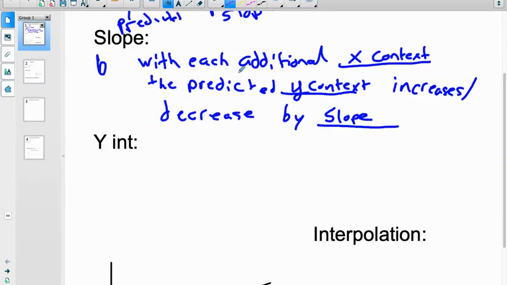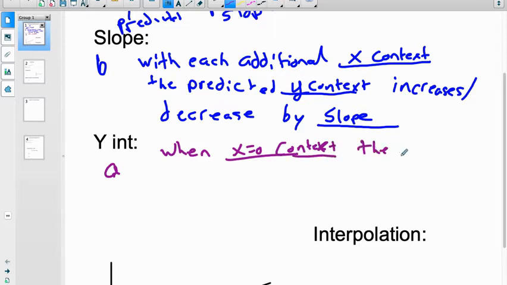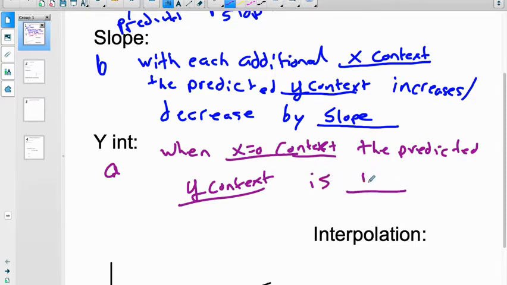Then the y-intercept, your a, when x equals 0, but use context of the problem. Don't just say x. Use whatever that variable is. The predicted y is whatever the y-intercept is.